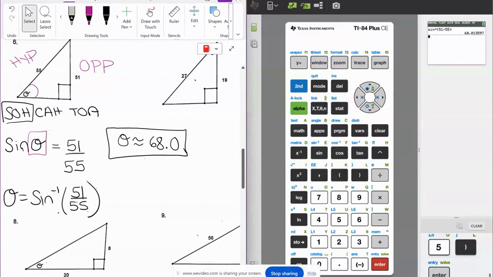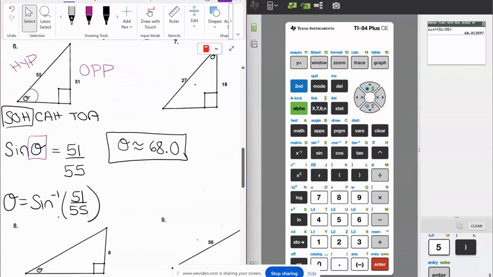Division sign, yeah. You guys try letter number 7 on your own.